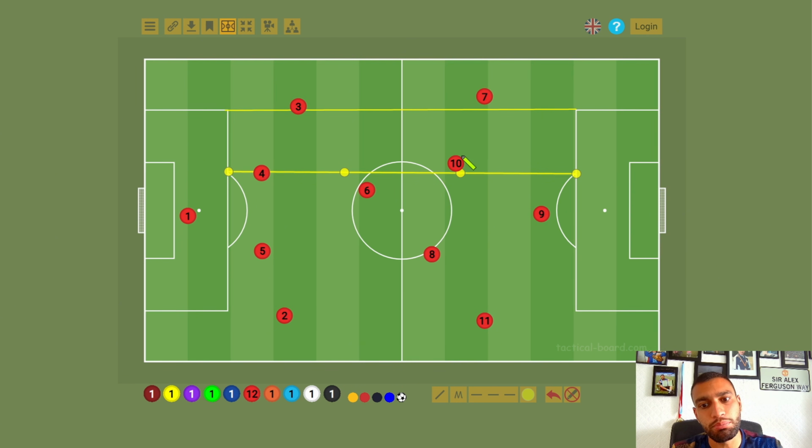But in this example, no one is receiving the ball on the half turn. There's a rotation that just absolutely destroys low blocks. So it starts with the number 10 making a run forward when the winger has the ball. The number 10 makes this run forward and just goes offside. The winger plays backwards to the centre defensive midfielder.